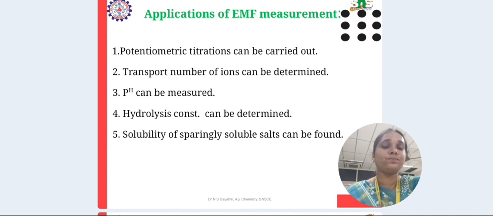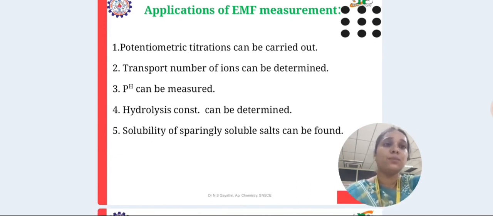Application of EMF. Potentiometric titrations can be carried out using EMF. In the potentiometric titration we are calculating the EMF. The potential difference is calculated through a potentiometer. In that we are calculating the EMF difference only, so that we can know the concentration of the ions present in the solution. The EMF measurement is used for calculating how much ion is transferred to the solution, so that we can calculate the concentration of the solution we have taken.